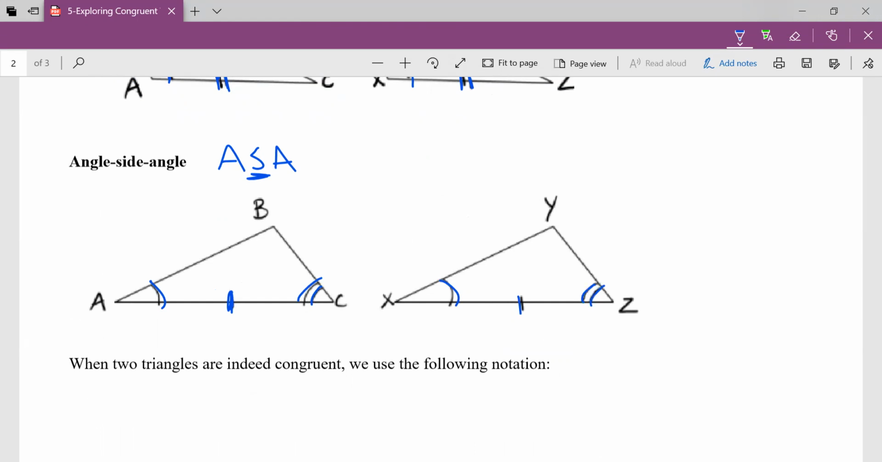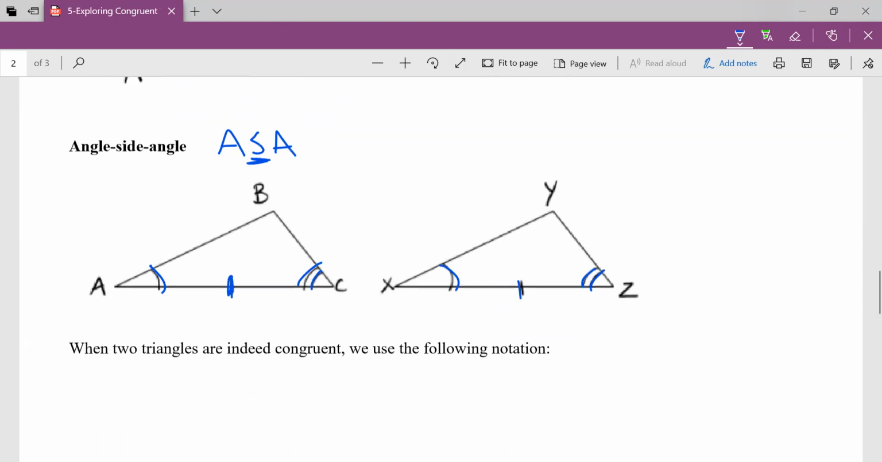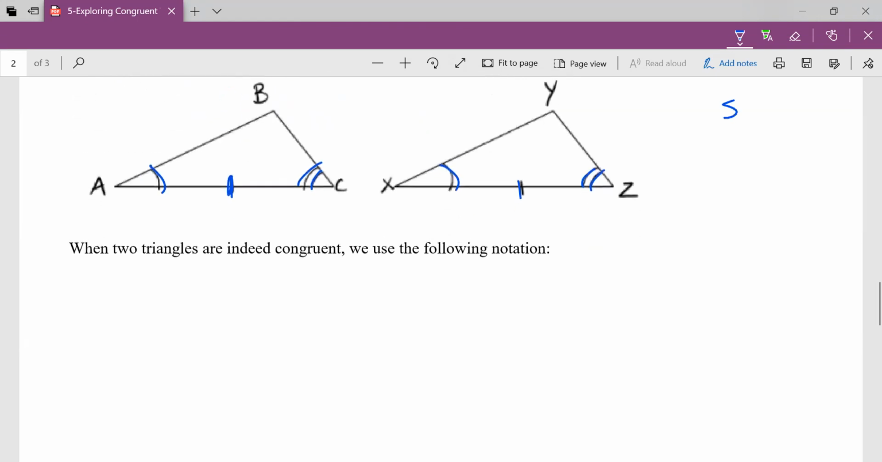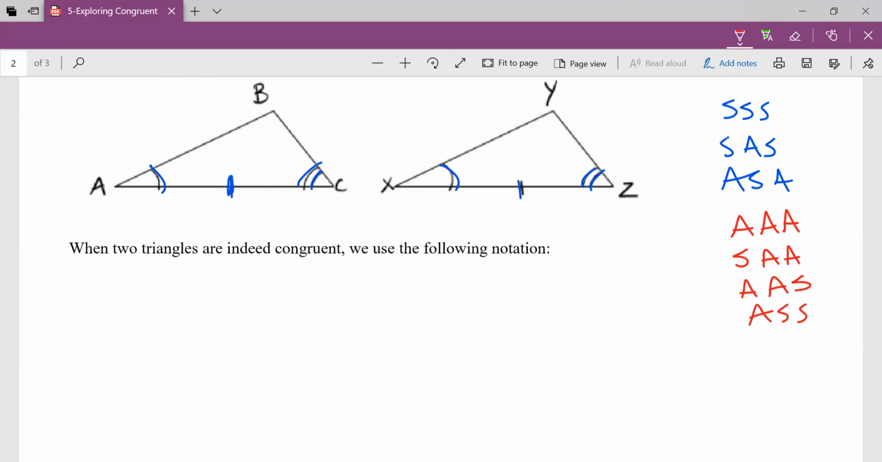same. So our three types, like I said, are SSS, side, side, side, SAS, side, angle, side, and ASA, angle, side, angle. You are not allowed to use angle, angle, angle. Just because the angles are the same, it doesn't tell me anything about the sides. We can't use SSA. Doesn't work. I can't use AAS, for instance. I can't use any of these. These are the only three that I'm allowed to use.